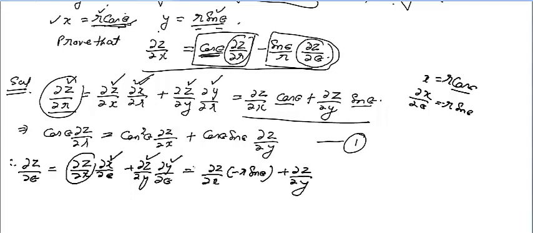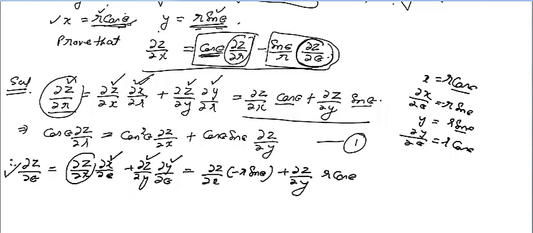Derivative of y with respect to theta. So y is equal to r sin theta. When you differentiate y with respect to theta, r will be outside, and the derivative of sin theta is cos theta. So you have r cos theta. So here you got curl z by curl theta.